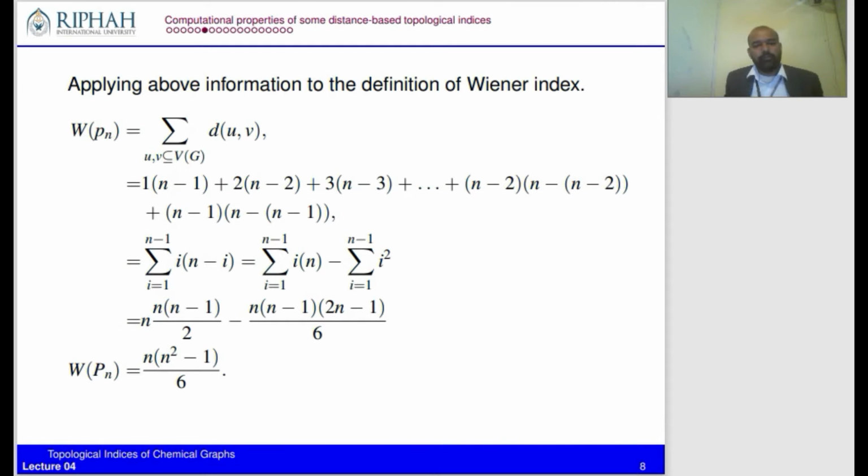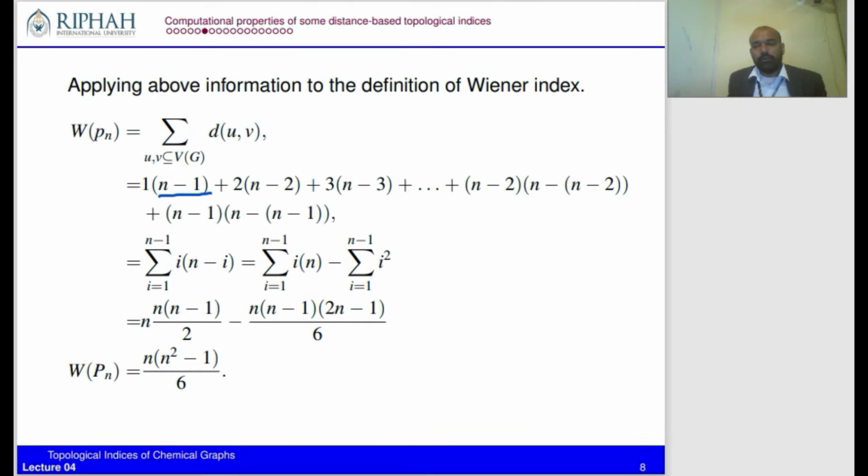In our previous slide we observed that there are n minus 1 pairs of vertices at distance 1. There are n minus 2 pairs of vertices at distance 2. Continuing in this way, we notice that there are n minus 3 pairs of vertices at distance 3, and similarly, n minus 2 at distance n minus 2. Similarly here there is 1 pair of vertices at distance n minus 1. So this is the information we gathered in the previous slide.